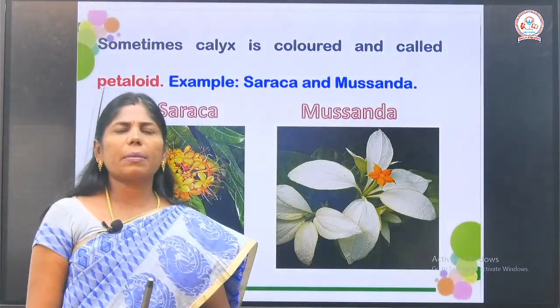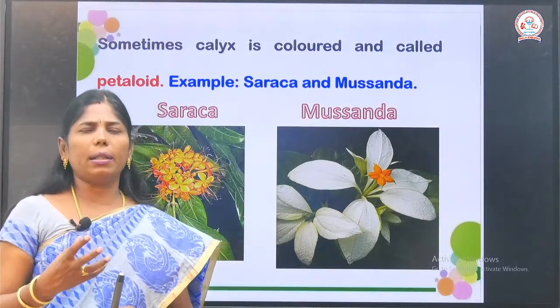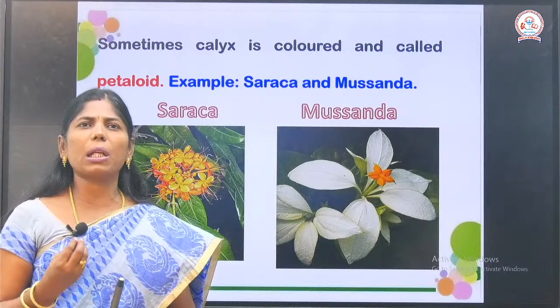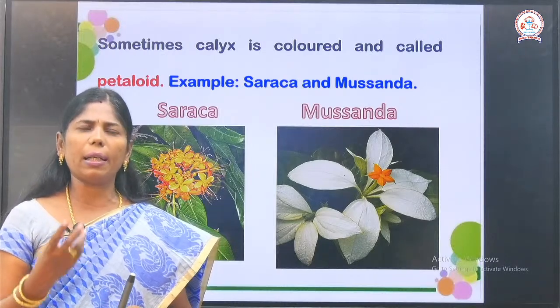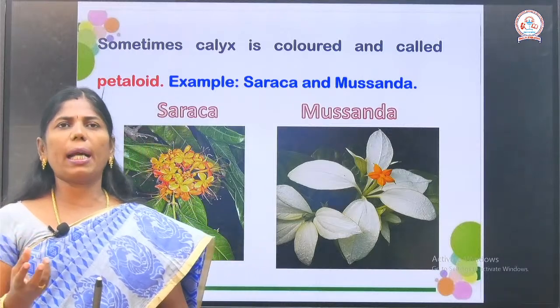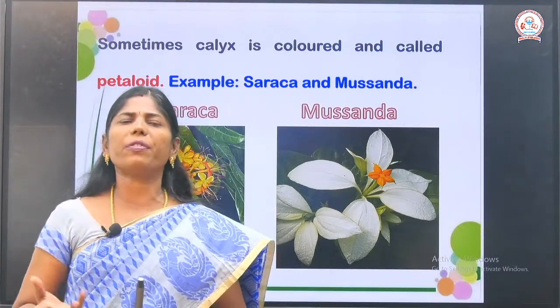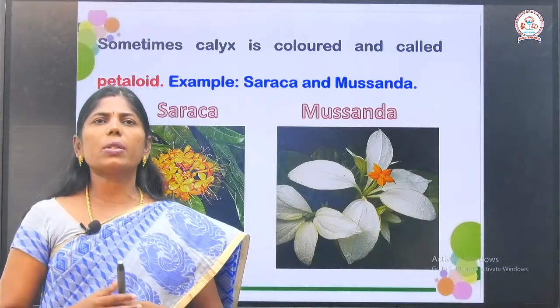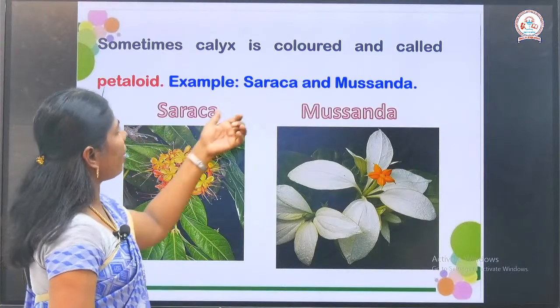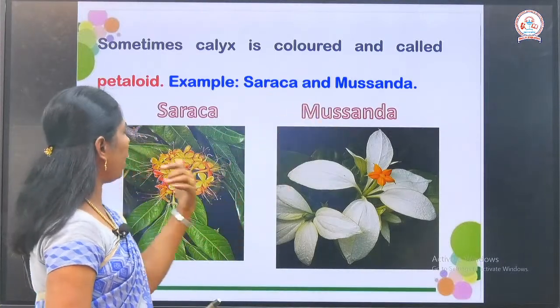Sometimes the calyx is colored. Okay, it looks like a corolla. That type of calyx is considered petaloid in structure. Petals are usually colorful, so here the calyx looks colorful. Usually calyx is green in color, but in some plants it is colorful. That is called the petaloid condition. Examples are Saraca and Mussaenda.